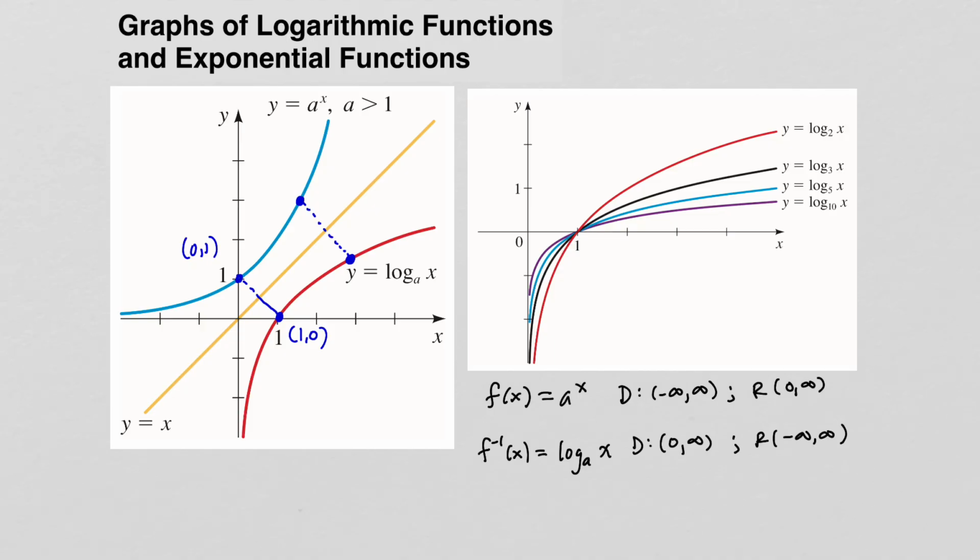So one important consequence of this that is worthwhile to remember is that since the domain of a logarithm is only positive numbers, that means you can only take a logarithm of a positive number. So whenever you have a logarithm, the number inside cannot be 0 and it cannot be negative.